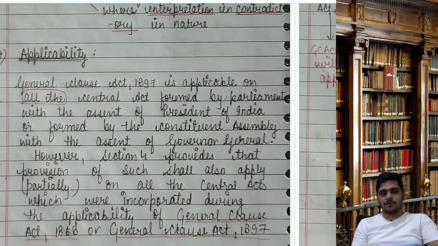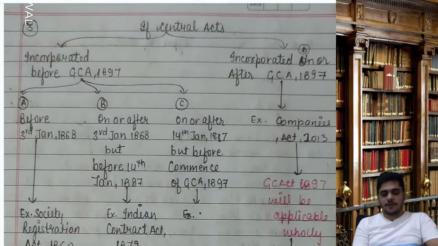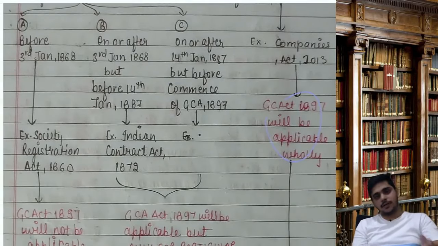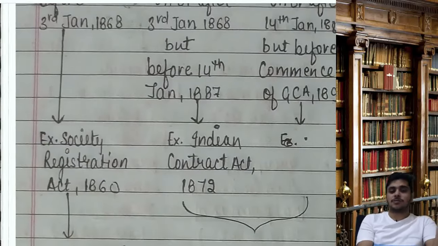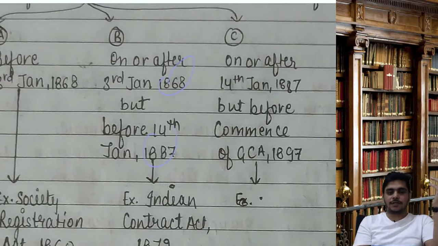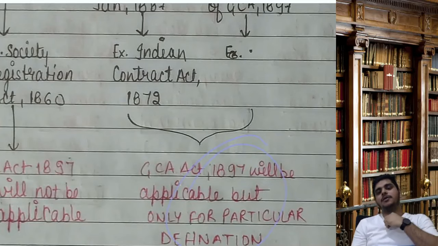Sir, when is it applicable? If you remember the diagram, this diagram we have studied long back. If an act is formed after GCA 1897, okay, then the GCA 1897 will be applicable wholly. But if there is an act which came before 1868, like Society Registration Act, then GCA will not be applicable. However, if an act came between 1868 to 1887 and 1887 to 1897, then the GCA will be applicable partially, for some definitions.